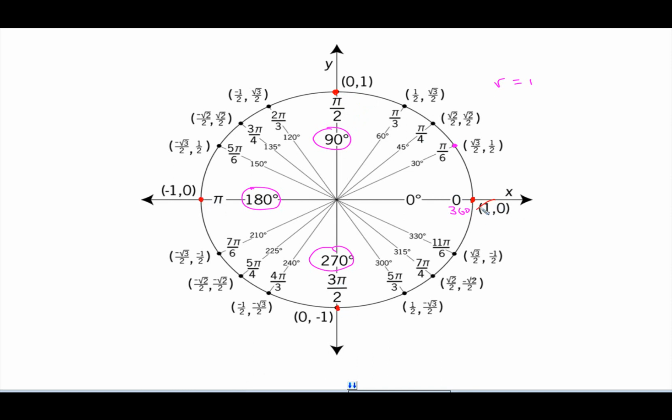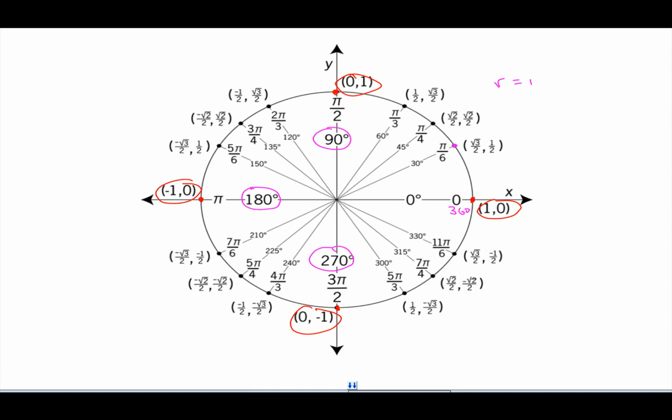These coordinates here, you really don't need to memorize them because it's kind of obvious. You just remember it's a unit circle. So at 0, the coordinate is (1, 0). At 90, it's (0, 1). At 180, it's (-1, 0). At 270, it's (0, -1). So remember these values because they're going to be important.